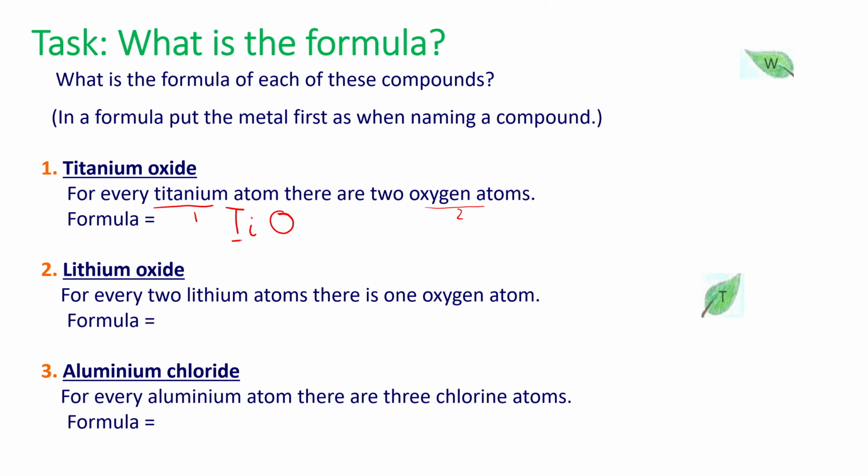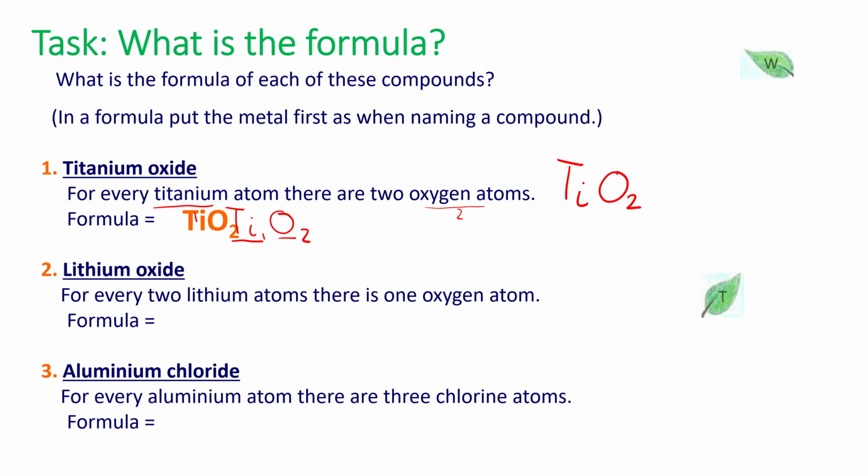So I know titanium is Ti, I know oxygen is O. So what's the formula? Well, there's 1 titanium atom to 2 oxygen atoms. I'm going to rewrite that because I don't like writing the little ones, but maybe it helps me think about it. So the formula for titanium oxide would be this. 1 titanium atom to 2 oxygen atoms. And that would be correct. So I'd like you to try lithium oxide and aluminium chloride.